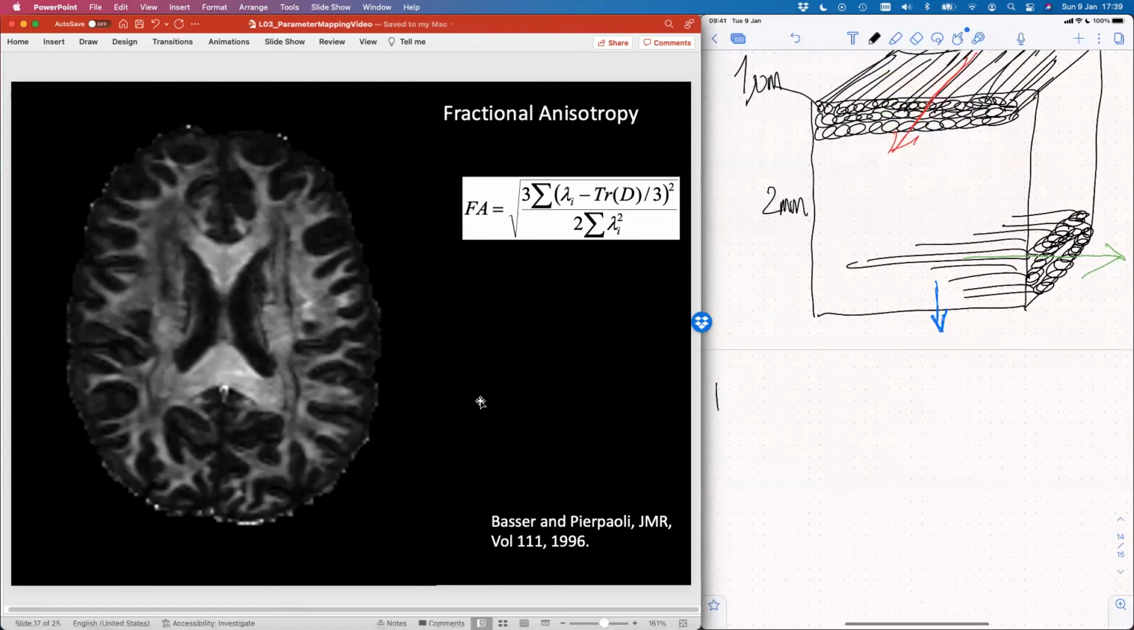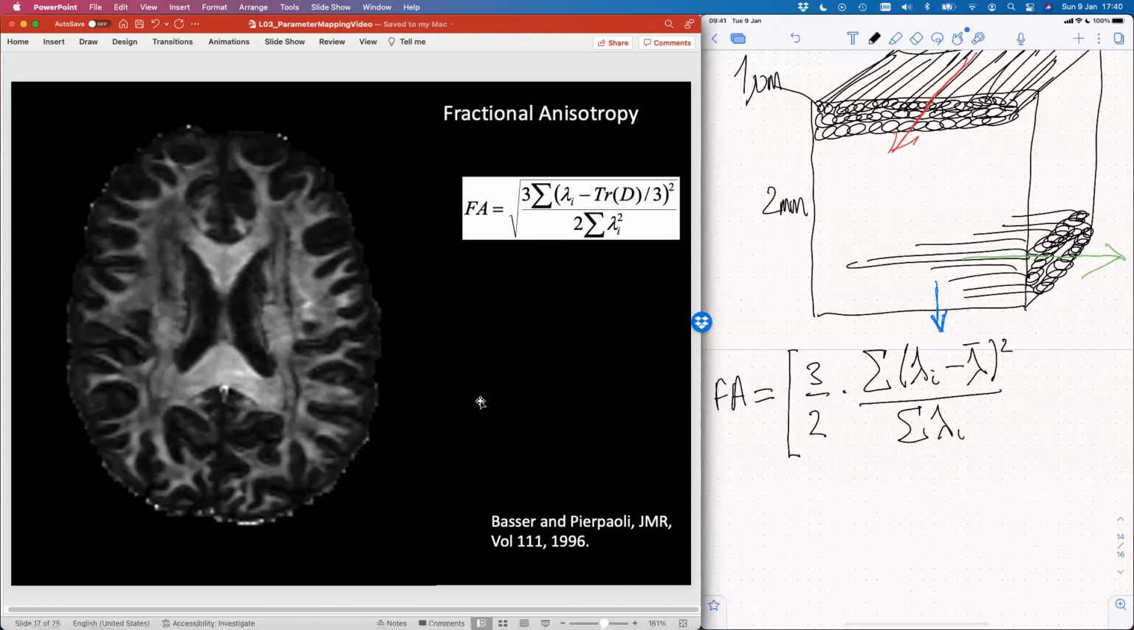So fractional anisotropy is, what have we got? The square root of 3/2 times the sum of (eigenvalue minus mean eigenvalue) squared over the sum of eigenvalues squared. So there's our formula. Let's go back to the MATLAB.